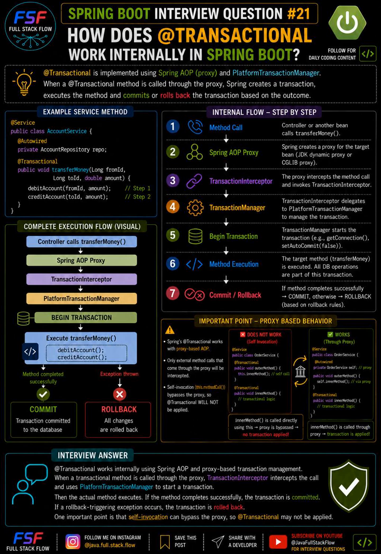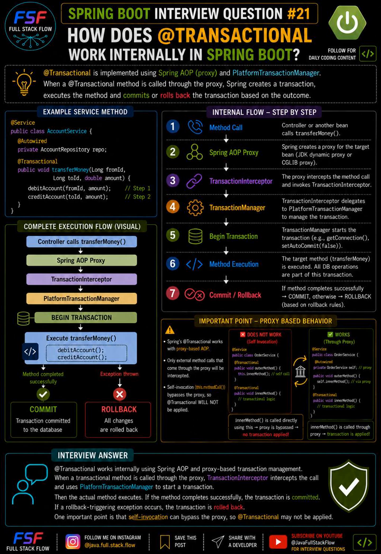Next, step number 2 is Spring AOP Proxy. Spring creates a proxy around the target bean. Depending on the situation, Spring can use a JDK dynamic proxy or a CGLIB-based proxy. You can think of this proxy as a middle layer between the caller and our actual service object. So instead of controller to actual service, the flow becomes first controller, next proxy, and then actual service.